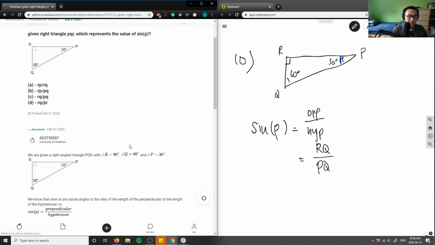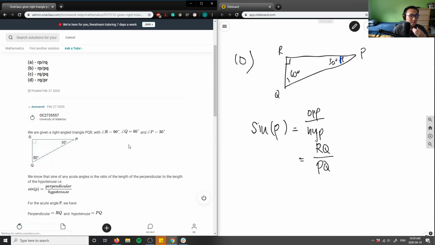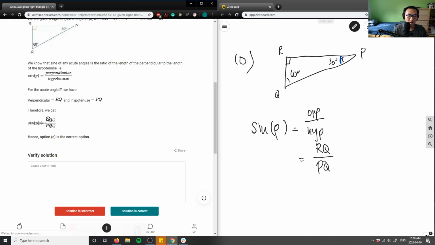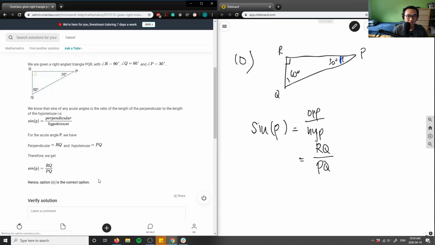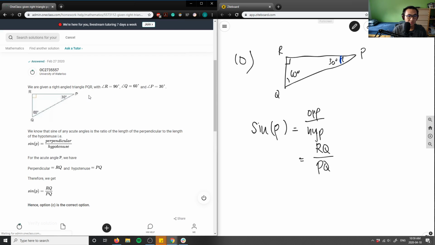So RQ over PQ is our answer here. They said RQ over PQ, which is our correct answer as well. Sine P is the correct option, so our answer is correct. Here we're given a right angle. I'm just going to read over this here. So we are given a right angle triangle, which is good.